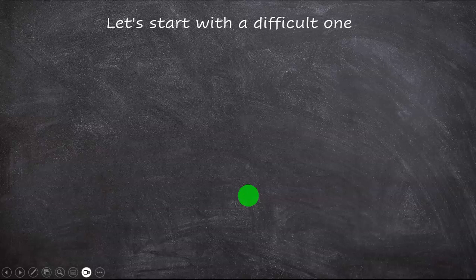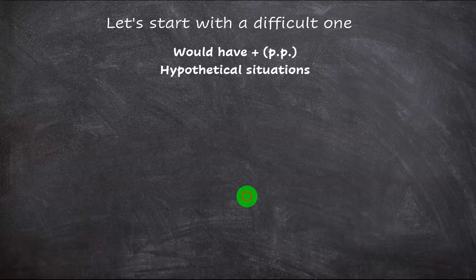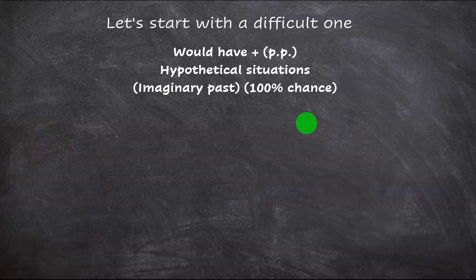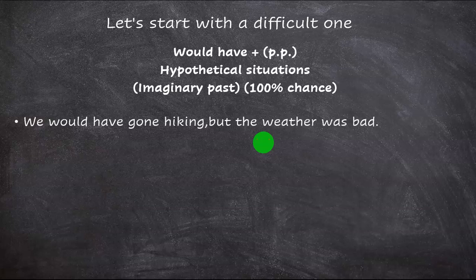Let's move on. Now let's start with a slightly difficult one, which is would have plus past participle. It is used for hypothetical situations and used for imaginary past with 100% chance. Now please pay attention to this 100% chance, friends, because the percentage differs as we go on to the other modal perfects, right? Let's look at this sentence. We would have gone hiking, but the weather was bad.